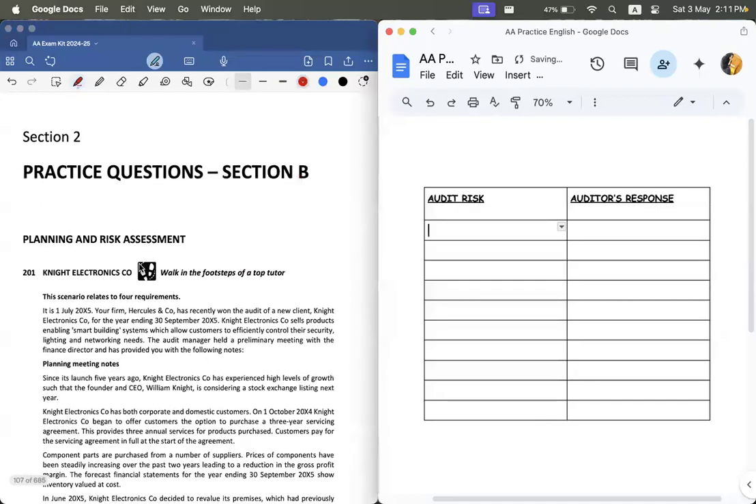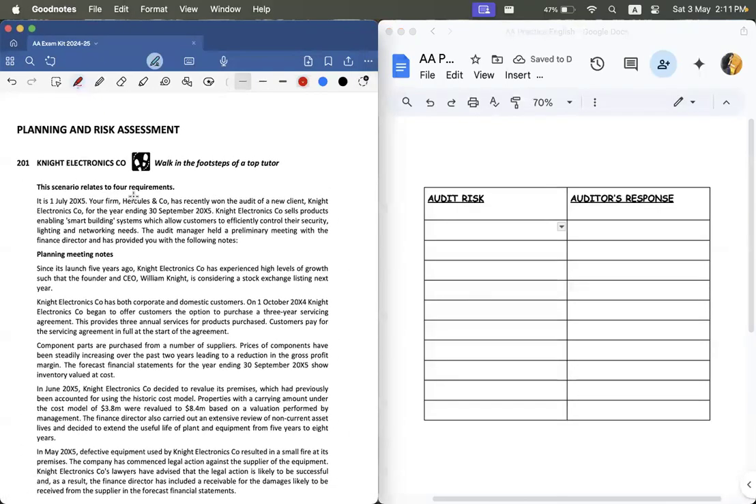So here let's start. I'm going to read and we're going to identify. Always start with noting what is the date today and what is the year end. Clear? So it is 1st July 2005. Your firm is Hercules and Company. Hercules and Company is our audit firm.